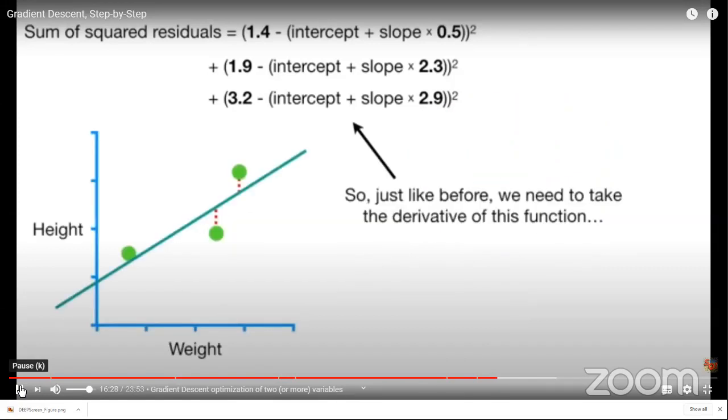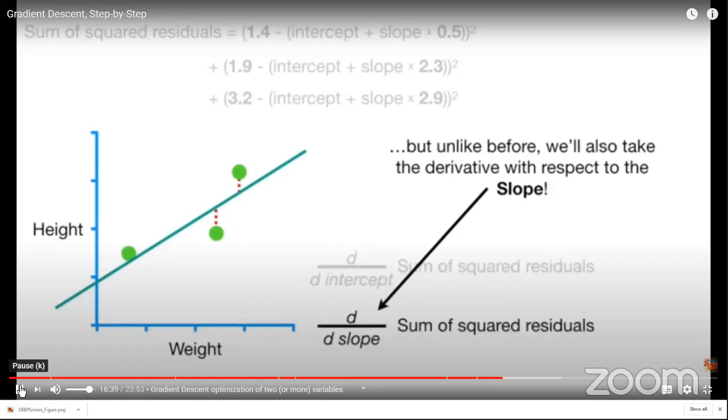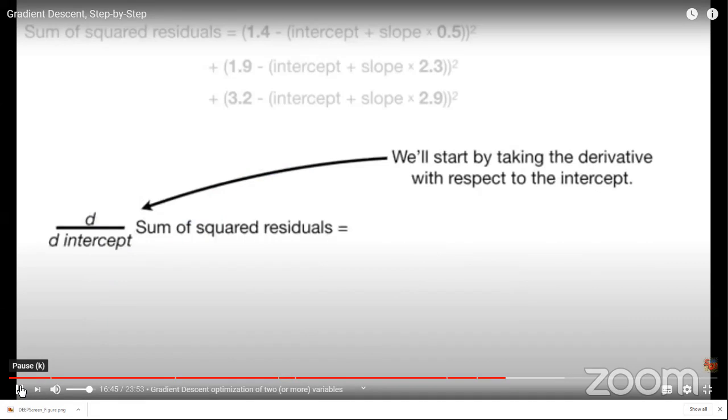So, just like before, we need to take the derivative of this function. And just like before, we'll take the derivative with respect to the intercept. But unlike before, we'll also take the derivative with respect to the slope. We'll start by taking the derivative with respect to the intercept.